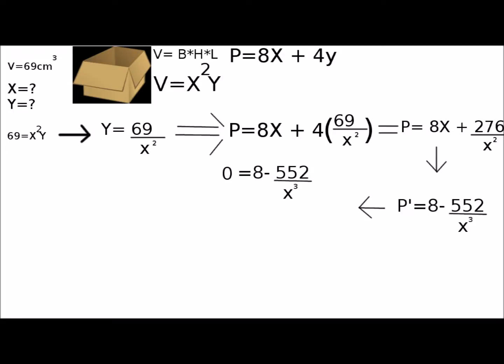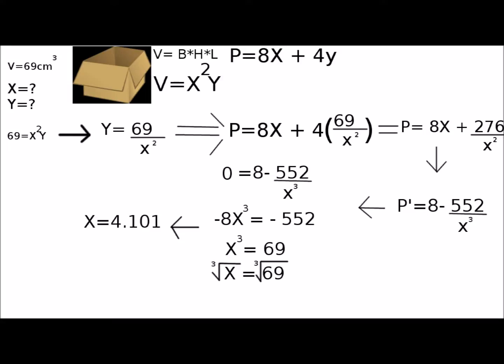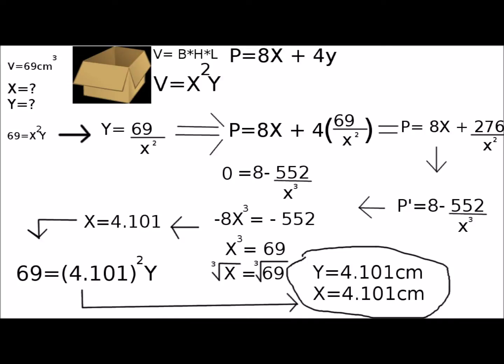Now we take the derivative of the equation and solve for 0. We end up with 4.101 as our x. And now we'll plug it back into the volume equation to find y. And we get our dimensions.